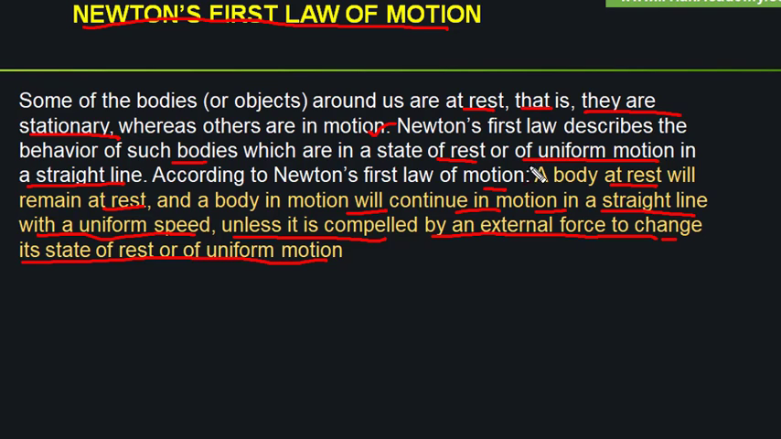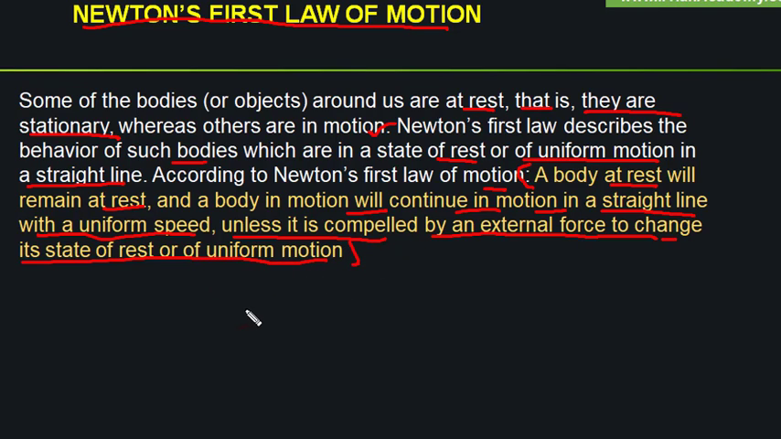So you have to remember this statement of Newton's first law of motion. I will explain it in this slide and subsequent slides, but try to remember. A body at rest will remain at rest, and a body in motion will continue in motion in a straight line with a uniform speed unless it is compelled by an external force to change its state of rest or of motion. What does it mean?